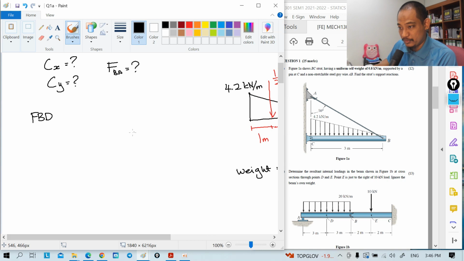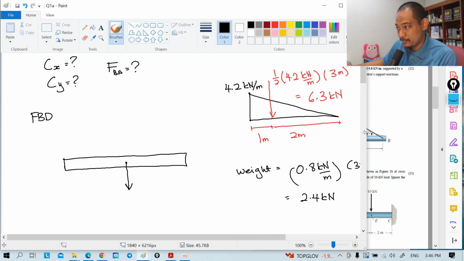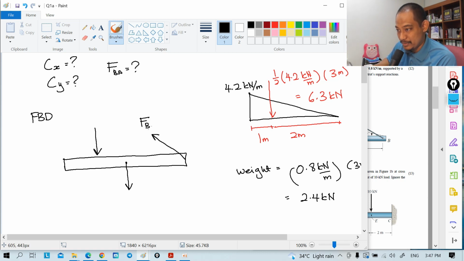So when you draw a free body diagram of this thing, we have the weight at the middle. That should be the weight, and then we have this distributed loading, which is 1/3 of the distance, so it should be somewhere here. And then we have Cx and Cy, as well as the tension here. So we have this FAB or TBA, whatever label you want to call it. I'll label it FBA here.